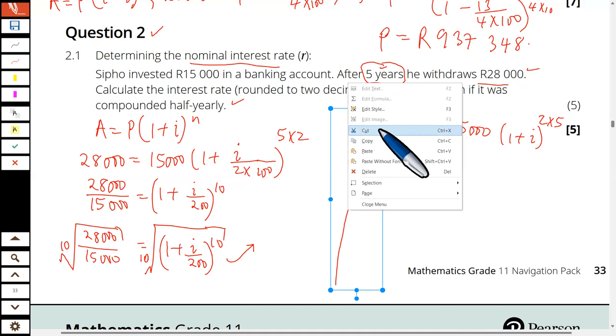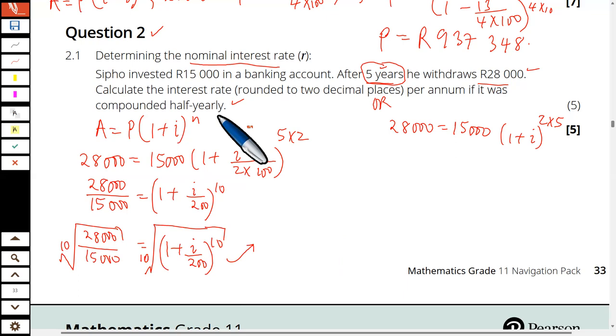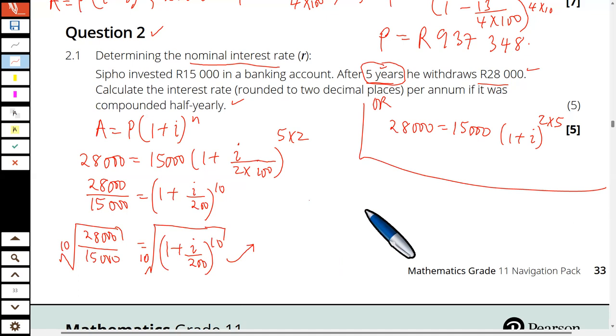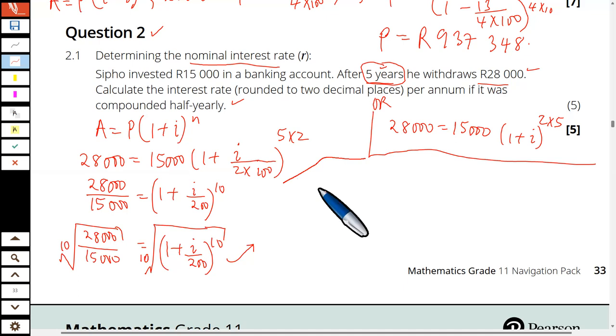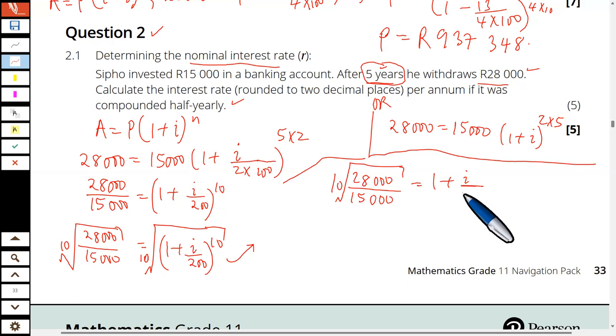Okay. So the answer to this, now I can put this one here, and put this one in a block like this. Maybe that's a block too big, and make it a little smaller. So you have the 10th root of 28,000 divided by 15,000, which is 1 plus I over 200. So which means that you have the 10th root divided by 15,000. You subtract 1, moving it across, and multiply by the 200.